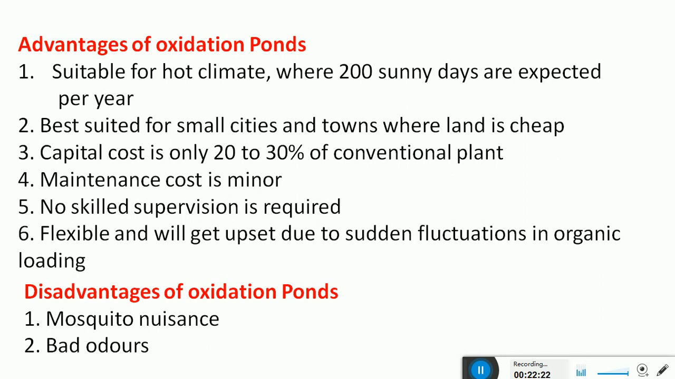It is just a pond, maybe with or without the supply of oxygen, and no skilled supervision is required. It is also flexible, and it does not get upset due to sudden fluctuations in organic loading. The disadvantages include the mosquito nuisance and also bad odor.